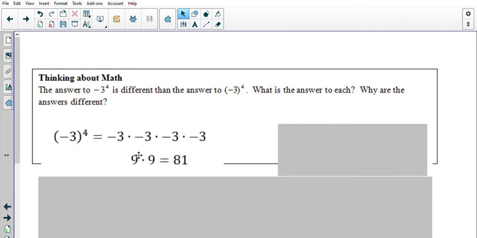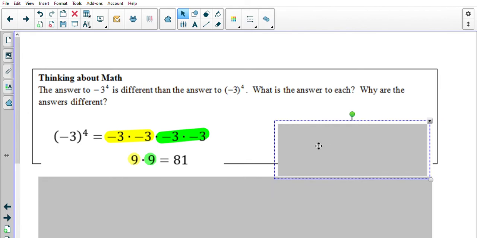So this is a really subtle difference. -3 in parentheses to the fourth power. Your base is -3 and your exponent is 4. So that's -3 times -3 times -3 times -3. Each -3 times -3 gets us 9. So -3 times -3 is +9. -3 times -3 is +9. And 9 times 9 is 81. So our final answer there is +81.